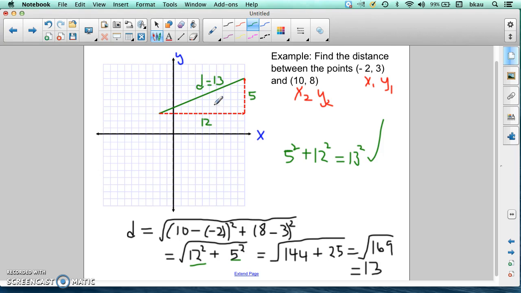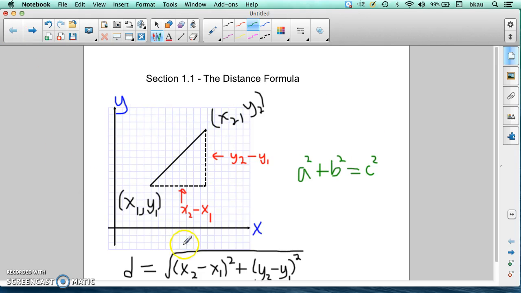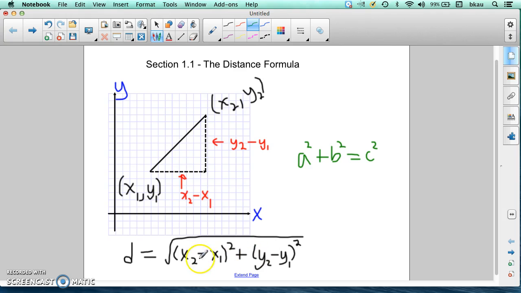So that is the distance formula. You want to make sure that you write down your formula here and that you practice the order of operations. Make sure that you do the subtractions first, then square, then add, and then take the square root. So that's the order that you want to do that in.